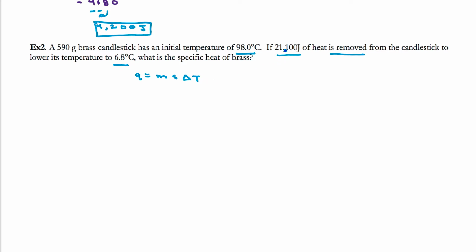Keep in mind, it says 21,100 joules of heat is removed. So if it is losing that amount of heat, then the value that I put in for my Q, instead of being positive, needs to be negative.